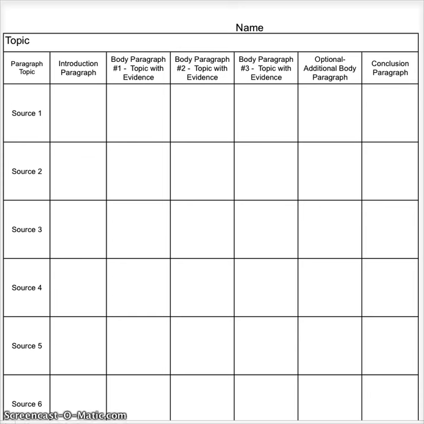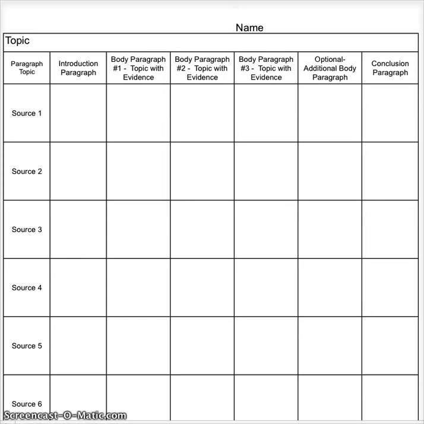For example, if I read source number 1, I got a really good article on the dangers of using cell phones while driving, I would put an X under body paragraph number 1 next to source number 1 to show myself that when I go to write my paper in the drafting stage, I have information from source 1 that I can use in that paragraph.